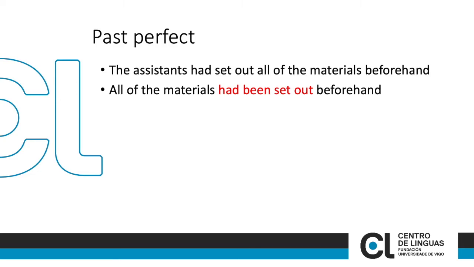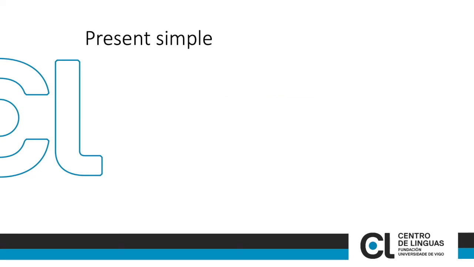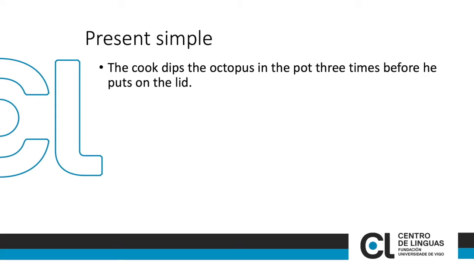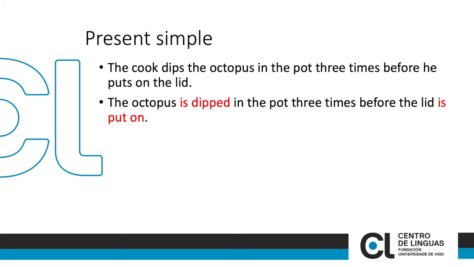Okay, let's look at some more examples, this time the present simple. Here are some instructions for making octopus. The cook, the agent, dips the octopus in the pot 3 times before he puts on the lid. Okay, here we have actually 2 verbs, dip and put. And we can put both of those verbs in the passive voice. The octopus is dipped in the pot 3 times before the lid is put on. Okay, you might see this in instructions for a recipe.